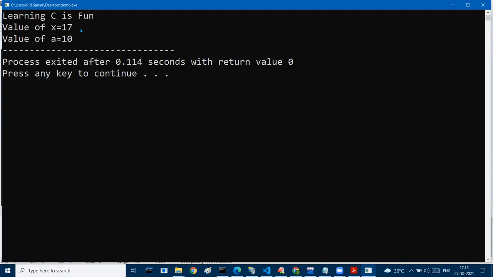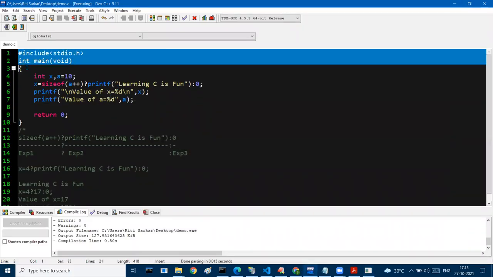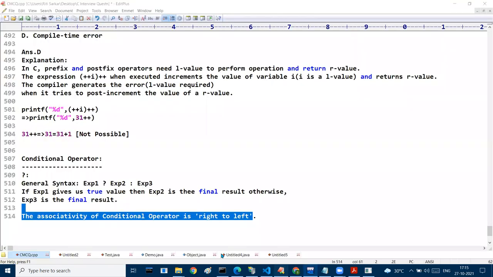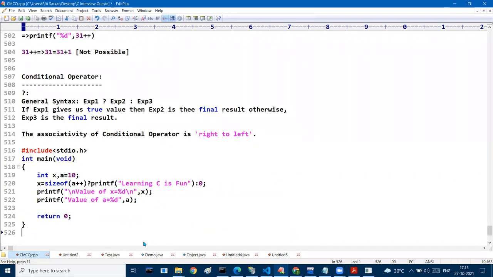"Learning C is fun", right? That is the first line. And then lastly, value of A is 10. So this is about the conditional operator. So moral of the story is what? In case of the conditional operator, it is a ternary operator. Why is the conditional operator a ternary operator?